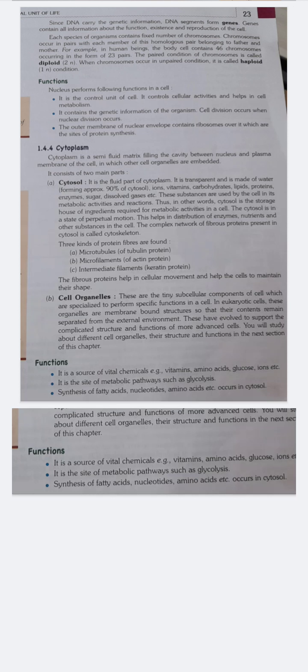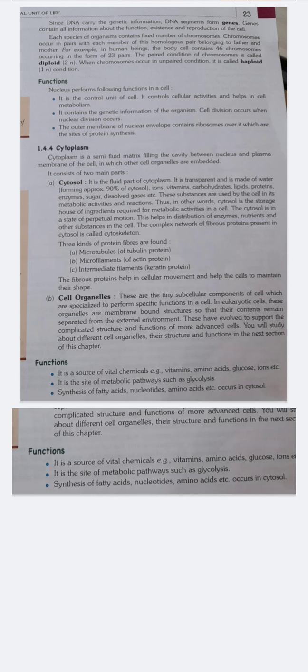Then the complex network of fibrous proteins present in the cytosol is called the cytoskeleton. It means that the cytosol contains many proteins that make up the cytoskeleton. Mainly three kinds of protein fibers are found there: the microtubules, tubulin protein; microfilaments, actin protein; and the intermediate filaments, keratin protein. The fibrous proteins help in cellular movement and help the cell to maintain its shape.